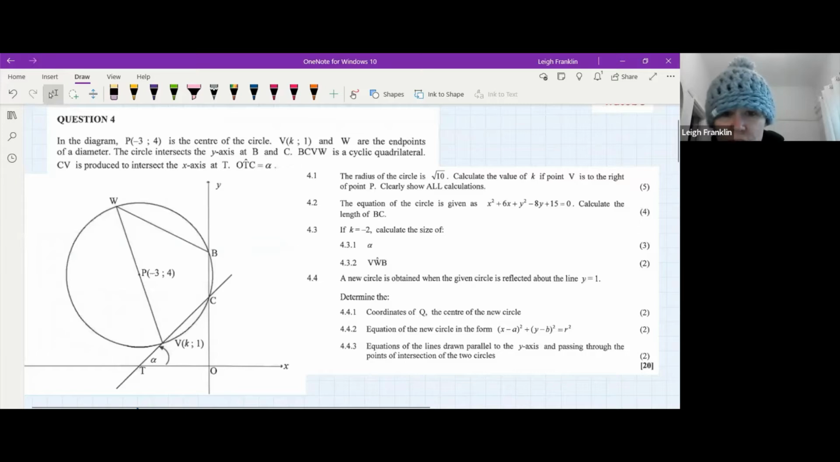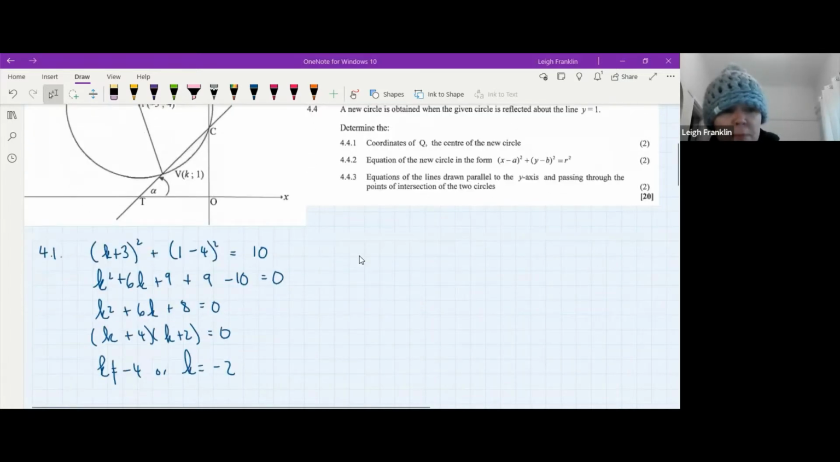Question 4.2 now. They're asking us, the equation of a circle is given as this, calculate the length of BC. So now, essentially what they're asking, cool, Aisha, I'm glad that went well. If they're asking us for the length of BC, they're really asking us for the difference between the y-intercepts. And even though a circle is not a function, we would still say that at the y-intercepts, the value of x would be equal to 0.